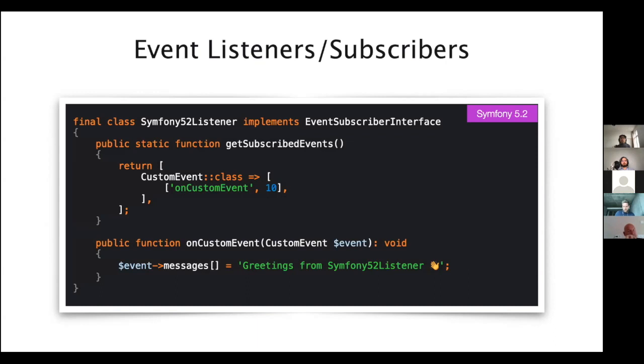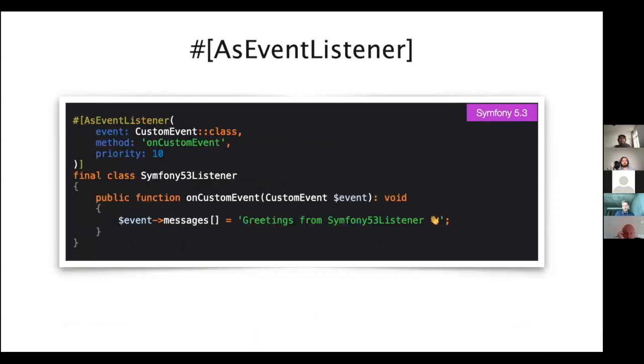This is also easier now in Symfony 5.3. You have an attribute for that, the AsEventListener attribute, where you can configure your event and your listener method and also a priority. And there is no need to implement the EventSubscriberInterface anymore. And in the end, this listener will get tagged automatically, and the event dispatcher knows it, and everything works like before.